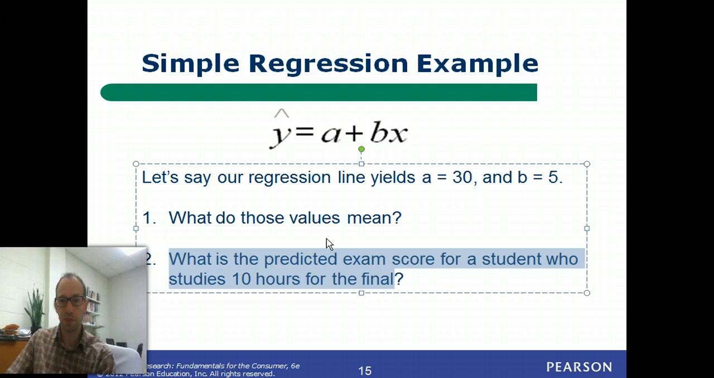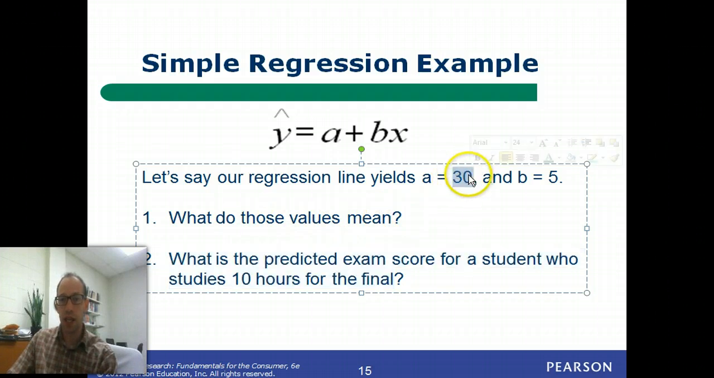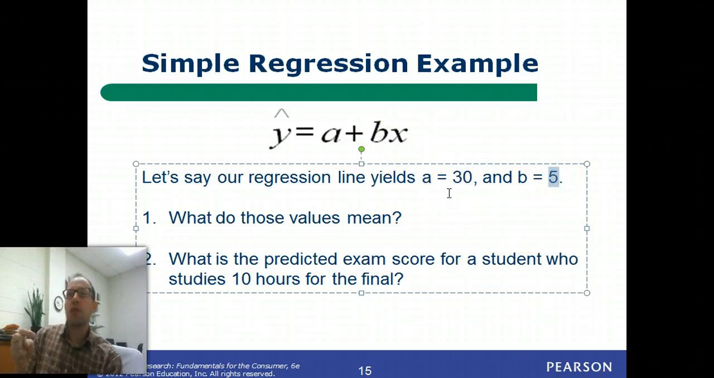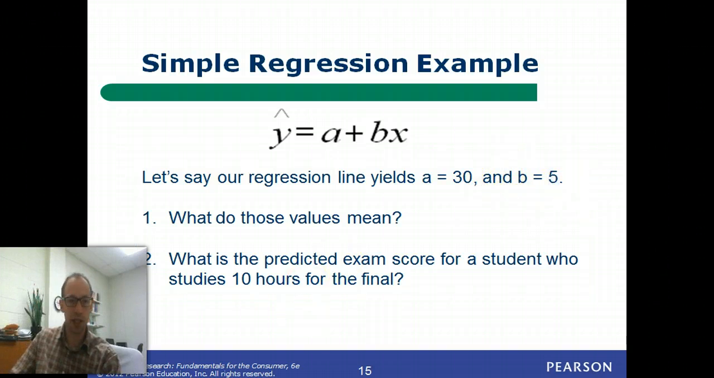Okay, and these values, again, 30 is what we predict if the person has no x, so in other words, no hours studying, and b is for every extra hour that you study, we predict that your percentage on the final will go up by 5%. That's what the slope means in this case.